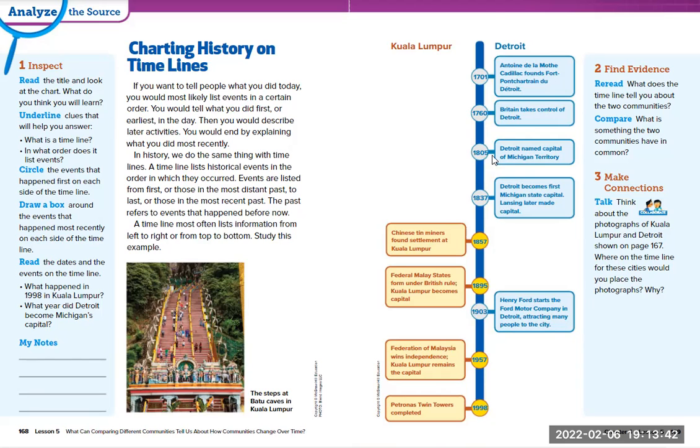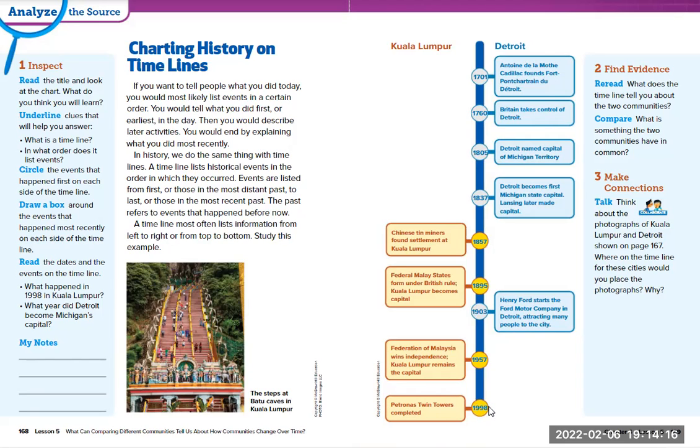So make sure that you annotate the graph, you underline the clues that you're looking for, you're answering the questions, and then we're going to read the dates and the events on the timeline. What happened in 1998 in Kuala Lumpur? So you have to look for the year 1998. In this case, we know it's not this one because this one says 1857, not 1895, and definitely not 1957. So it has to only be this one because it matches up. And you already know what happened in 1998.